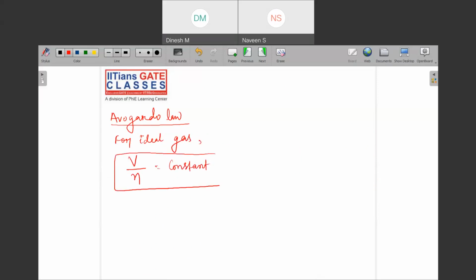What does it mean? That if you increase the amount of gas, how do you increase the amount of gas? By increasing the number of moles. Yes or no? So if you increase the number of moles, then the volume will also increase. This law says that if we increase the amount of gas, then volume also increases.